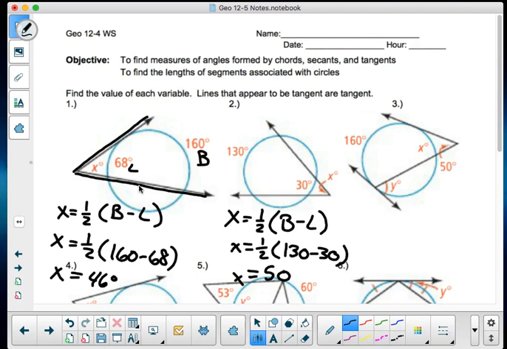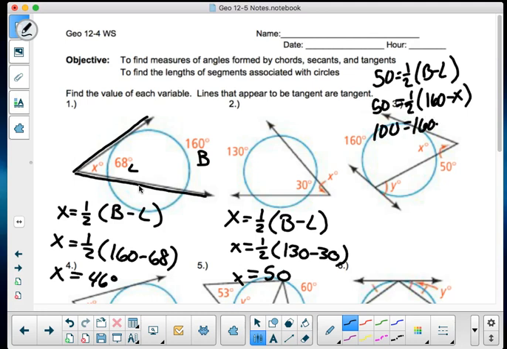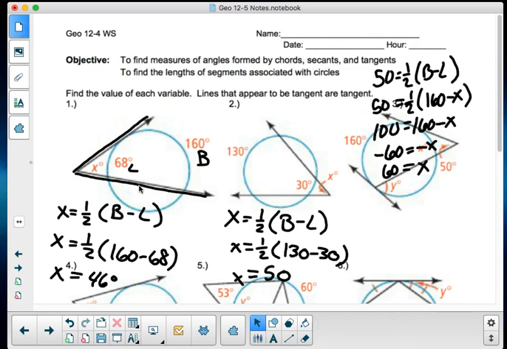So again, 50 in this case is equal to 1/2 my big minus little. So 1/2 of 160 minus x is equal to 50. So I multiply by 2, and I got 100 is equal to 160 minus x. Negative 60 is equal to negative x, so x is equal to 60. So I've got a 60-degree arc inside there.